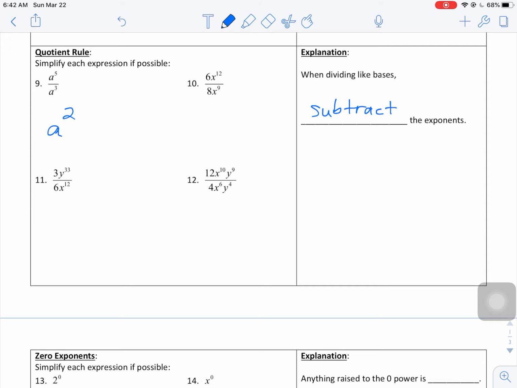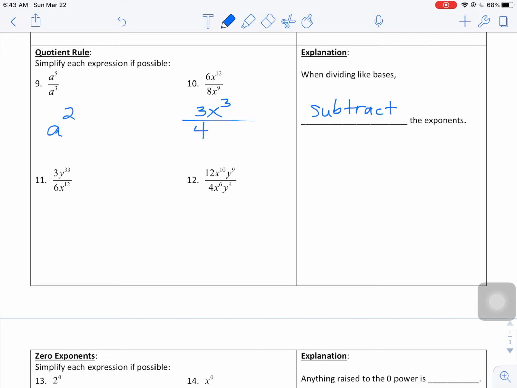On 10, the coefficients, the numbers in front, you want to divide or reduce those. So 6 and 8 are both divisible by 2. So I'm going to do 6 divided by 2 in the numerator to get 3. And then 8 divided by 2 in the denominator to get 4. And then with the x's, 12 minus 9 is 3.